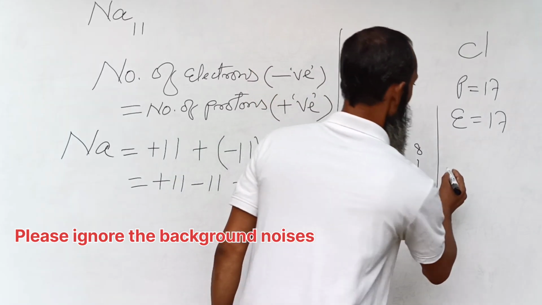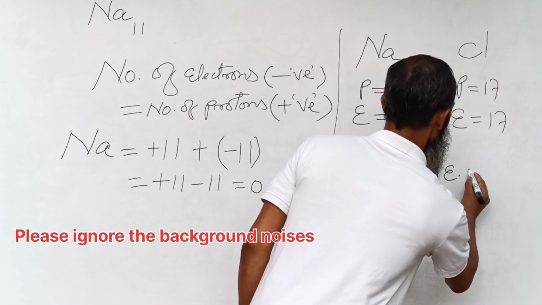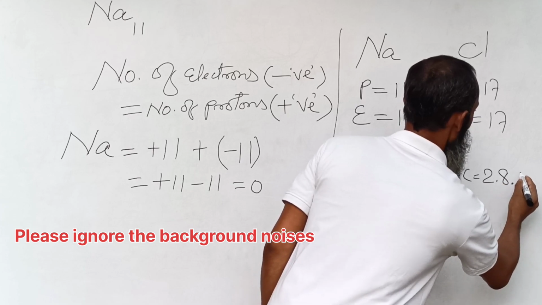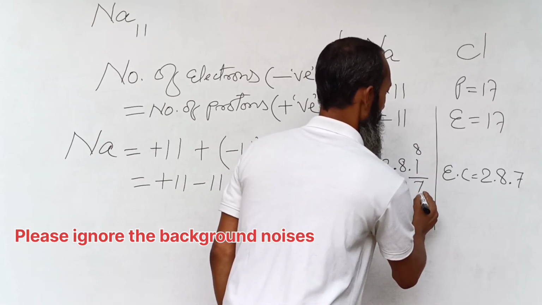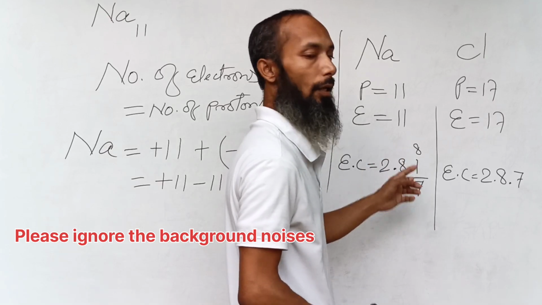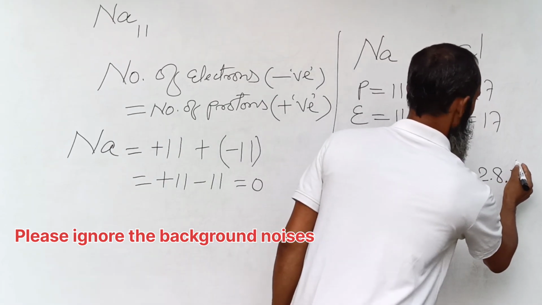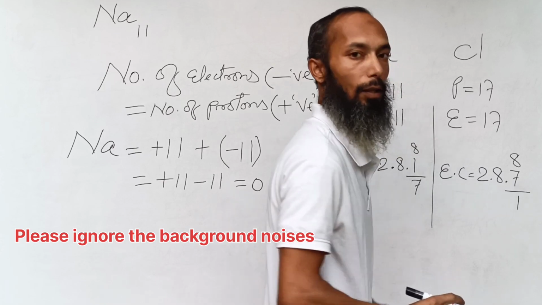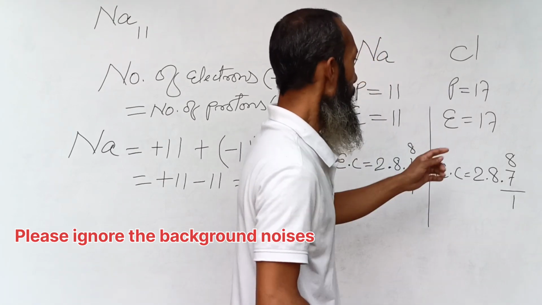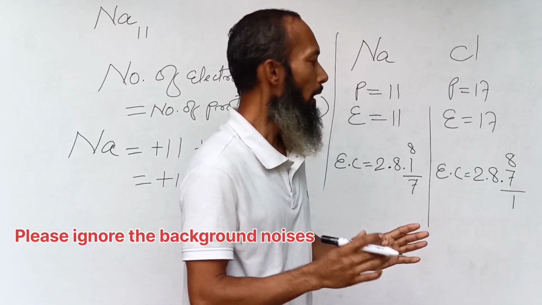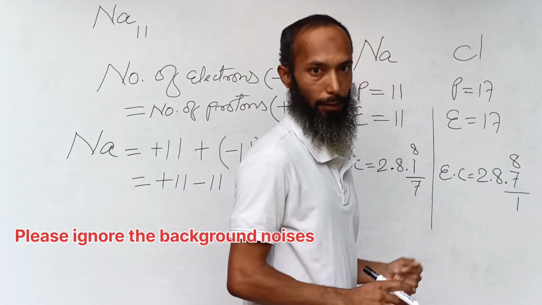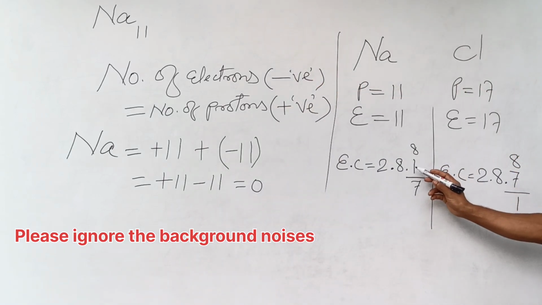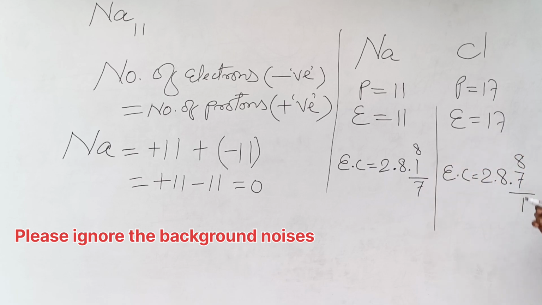And for chlorine, the electronic configuration is this way. First shell 2, second shell 8, third shell 7. 8 minus 1, 7. Sodium needs 7 more electrons to be stable, whereas chlorine needs just 1 electron to get stable. Here, for sodium, it is not possible to get 7 electrons from chlorine, whereas it is possible for chlorine to take 1 electron from sodium to get stable.